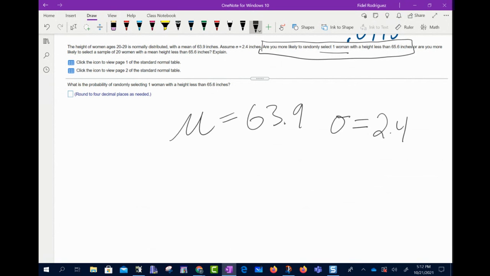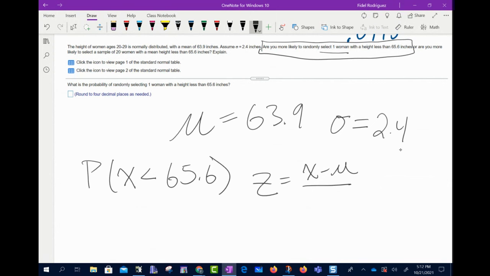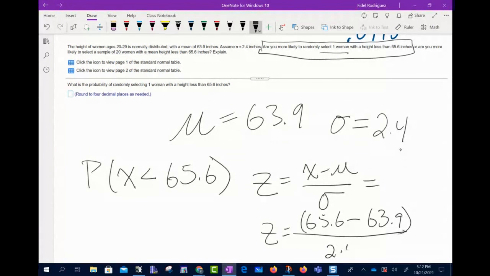Okay, so to do the first part, this part here is basically what we did from 5.1, 5.2, and 5.3. So look, we're going to say, what's the probability that X is less than 65.6? So we're going to use our z-score, right? We're going to say, look, X minus mu over sigma, just like we did in 5.1, 5.2, and 5.3. And so we're going to say our X value is 65.6 minus our mu, which is 63.9, all over the 2.4.